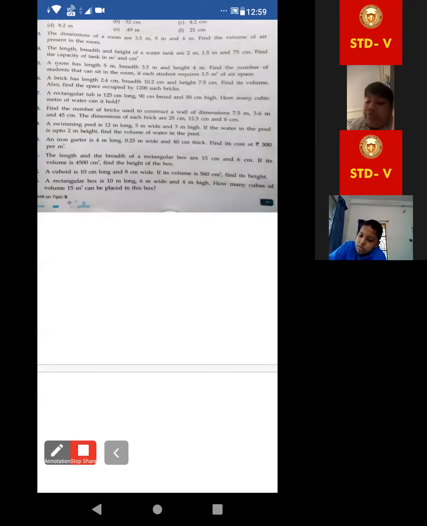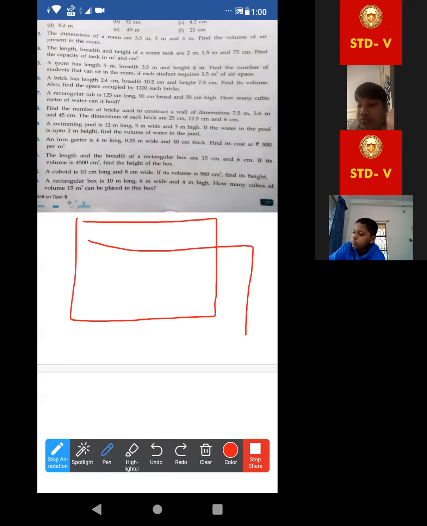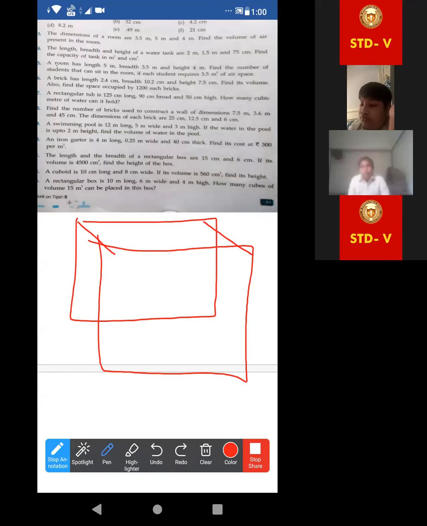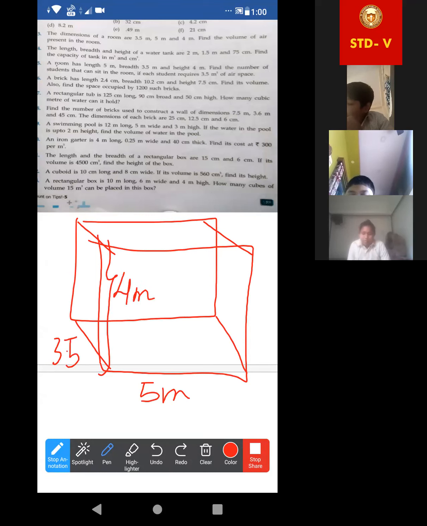That means there is a room, of which the length, breadth, and height are given. Length 5 meter, breadth is given 3.5 meter, and height is given 4 meter. Now, how can we find out the total volume?